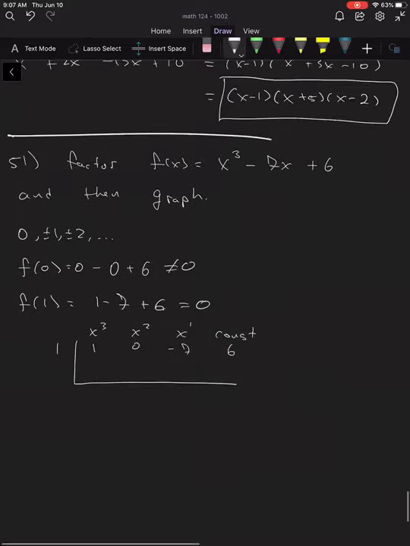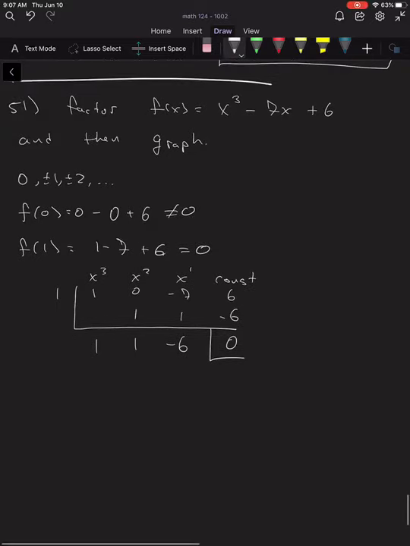So in doing synthetic division, bring down the 1. We have 1 times 1 is 1. Add those, we get 1. Then 1 times 1 is 1. Add those, we get -6. 1 times -6 is -6. And add those, you get 0. Okay, so here's our x squared, x, constant.